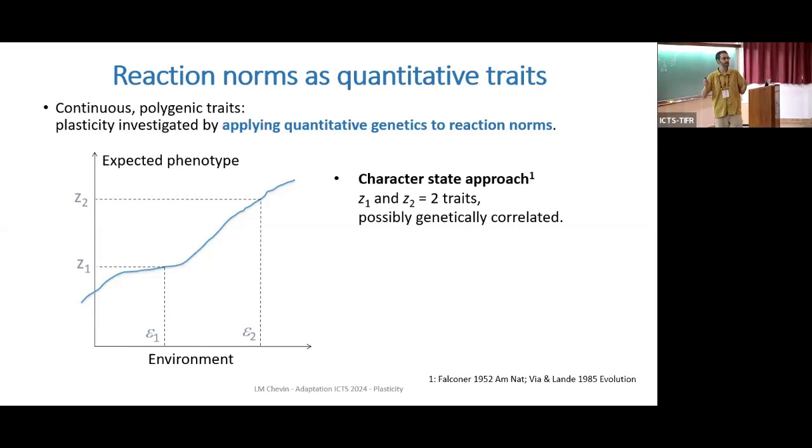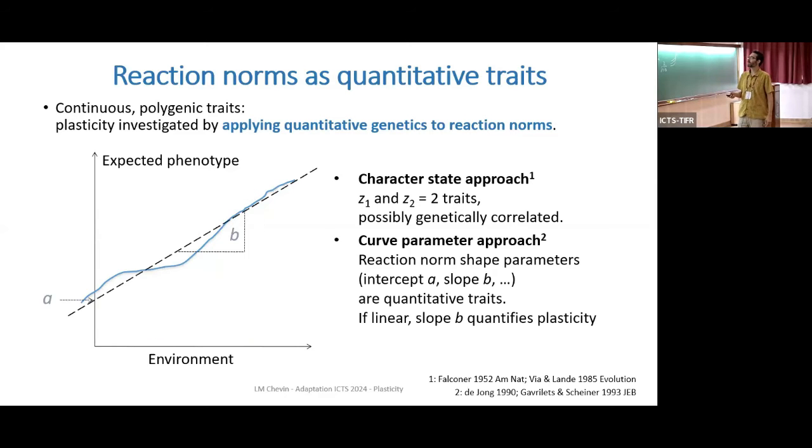You could say it's two different traits if you want. But then they can be genetically correlated. If they're strongly genetically correlated, 100% correlation is the same trait, basically. Otherwise, no. Another way to study that is to focus on the shape of that and say, oh, this intercept here and this slope, these are different traits that may vary genetically, and selection can act on this. And this is what I'll be talking about the most, because it's the simplest way to model plasticity in response to a continuous environment, where the slope here quantifies plasticity, how much the trait changes. Okay?